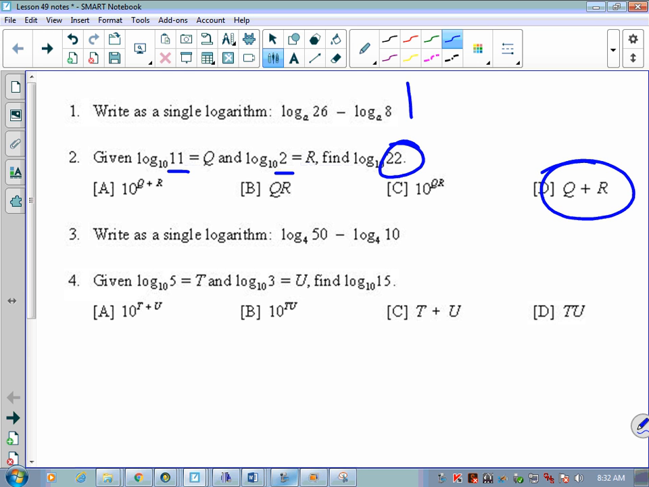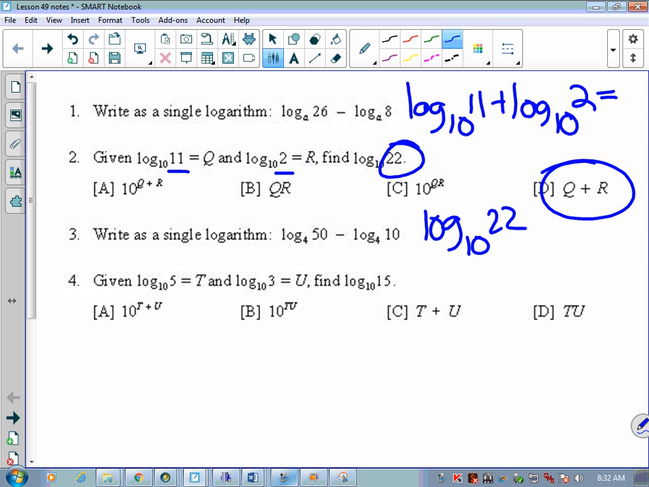So basically what I'm saying is log base 10 of 11 plus log base 10 of 2 is going to equal log base 10 of 22. Does that make sense? Because this is Q and this is R, Q plus R equals log base 10 of 22. That's all we're doing. So do we understand how we get D as an answer here?